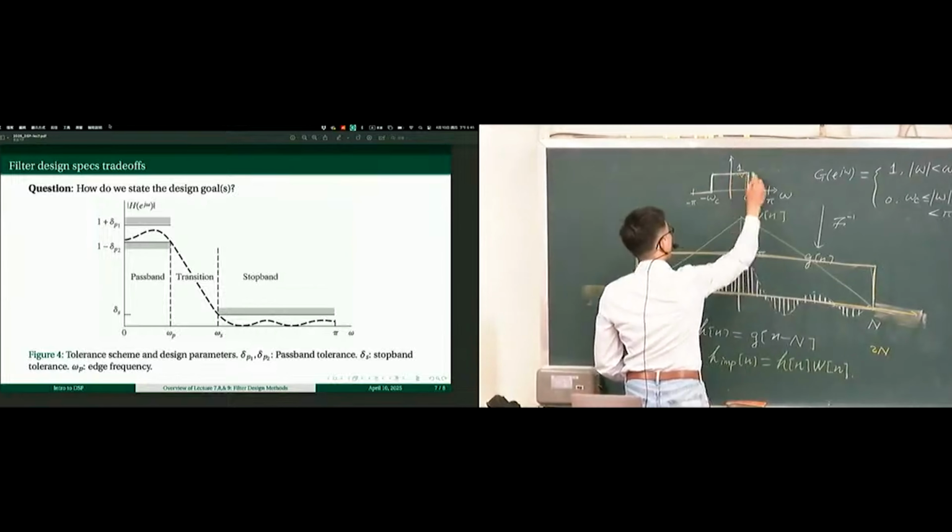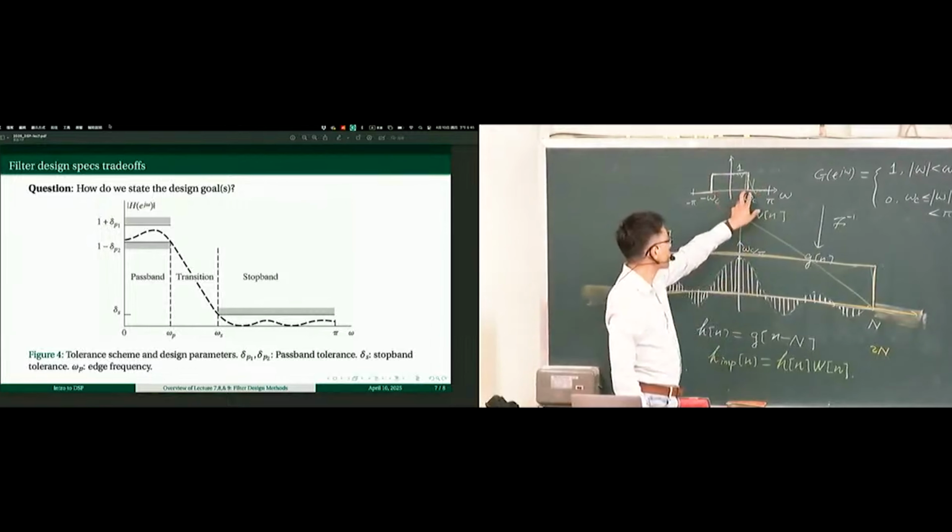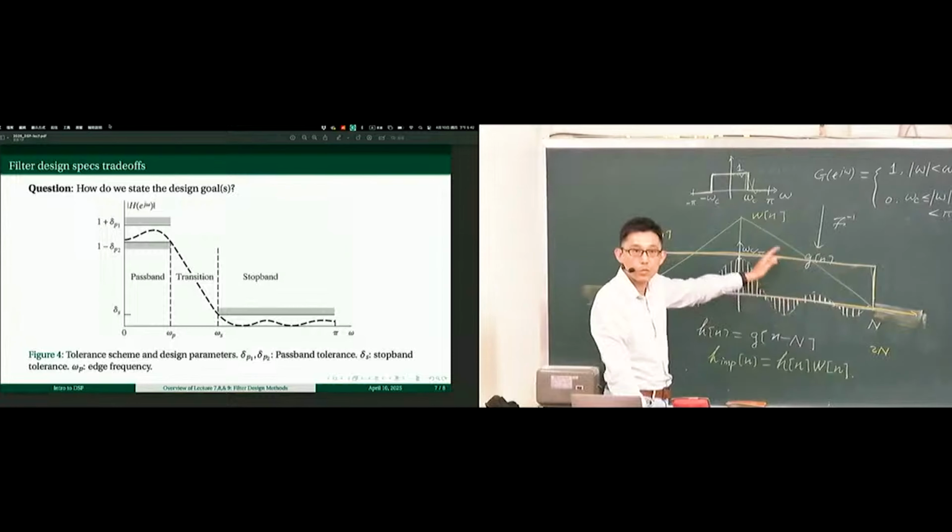So on one hand, we want this transition to be as narrow as possible. And on the other hand, we also want to suppress the ripple. It turns out that these two factors are competing goals. So every time we talk about, for example, one kind of window, we need to evaluate how good your ripple control is, and how fast your transition is from pass band to stop band. It's two competing goals already.